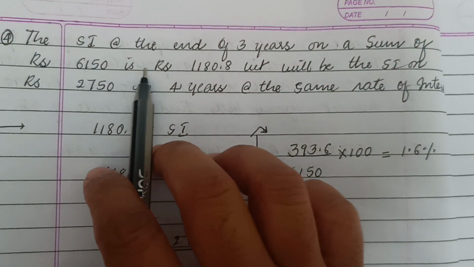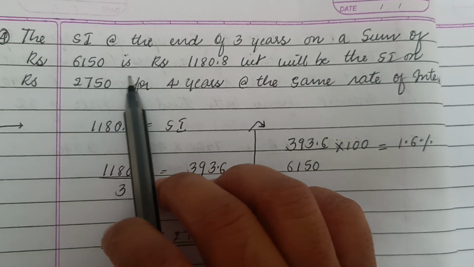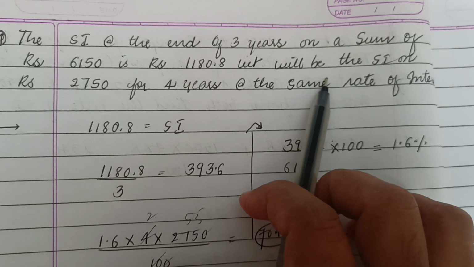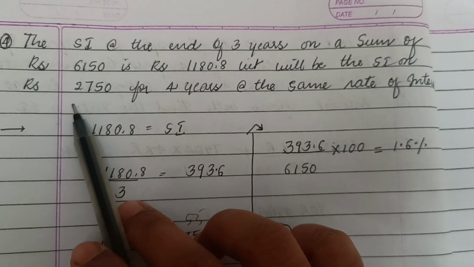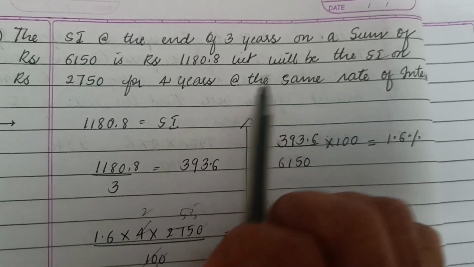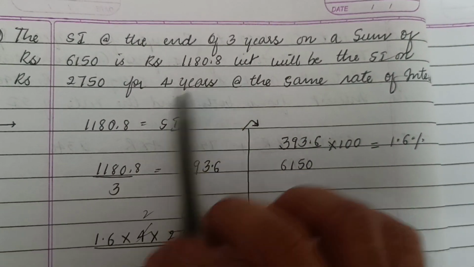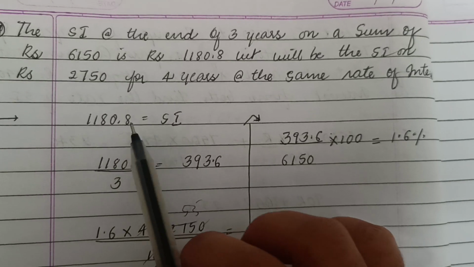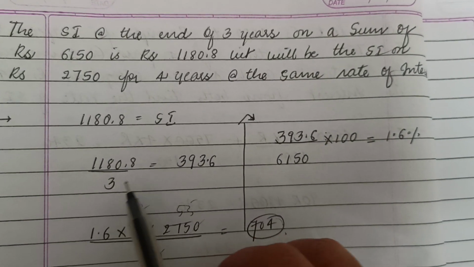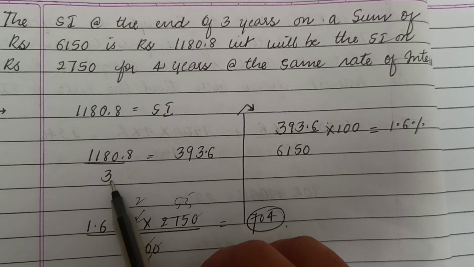The simple interest at the end of 3 years on a sum of rupees 6150 is rupees 1180.8. What will be the simple interest on rupees 2750 for 4 years at the same rate of interest? So here the simple interest amount received after 3 years is 1180.8. Means per year, how much simple interest are we going to receive? So that's why I have divided it by 3.